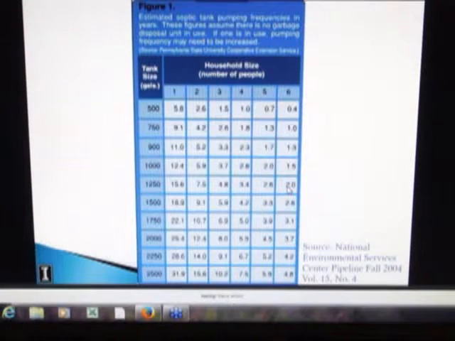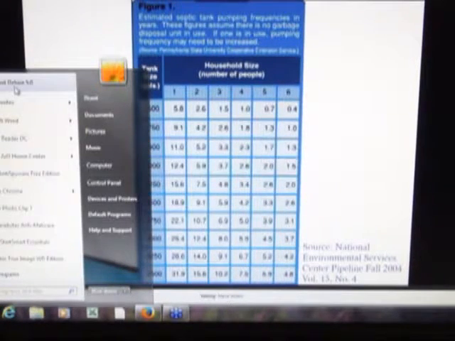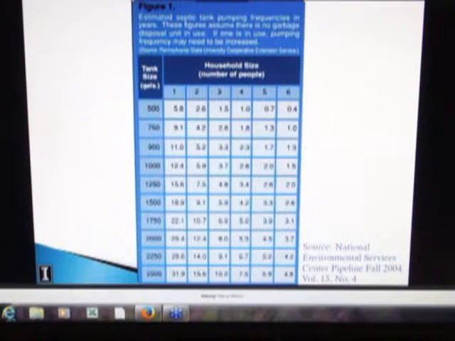Here's an example from the National Environmental Services Center, NESC, which is at West Virginia University. From their Pipeline, a magazine they used to put out on wastewater issues. Here's an example of what they put out as far as the size of tank you need and the number of people that are using your system. Then this is how often you need to have your tank pumped. So if you only have a 500-gallon tank and you've got 5 people on it, or 4 people on it, you need to have your tank pumped once a year.